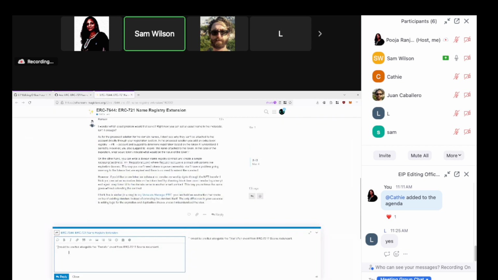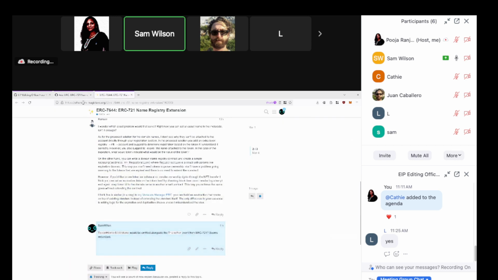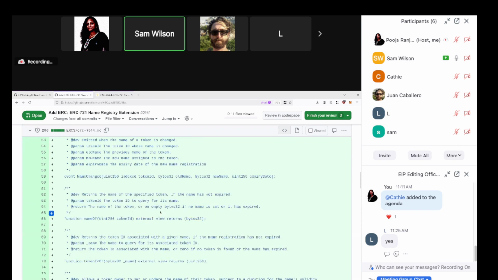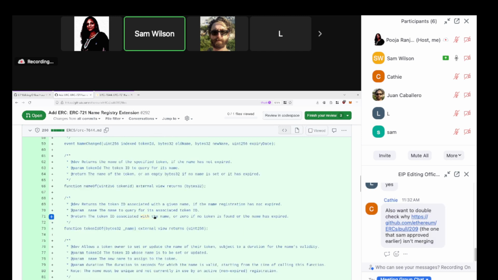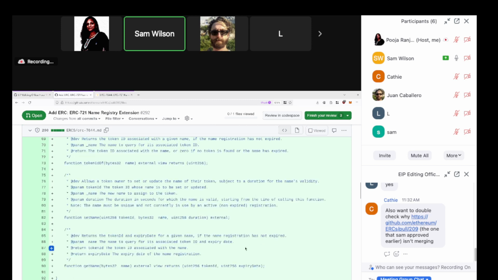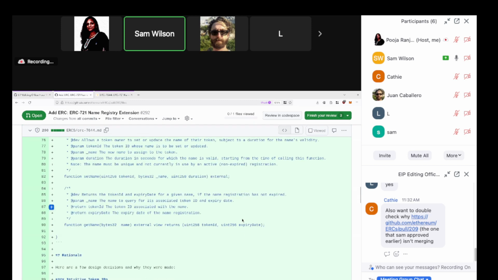There we go. Name of. Cool, that makes sense. Oh, it only returns a bytes32, so it's limited to 32. Okay, interesting. The name of the registration is not expired. So this is like a reverse mapping. Token owner can set the name and the duration. All right.